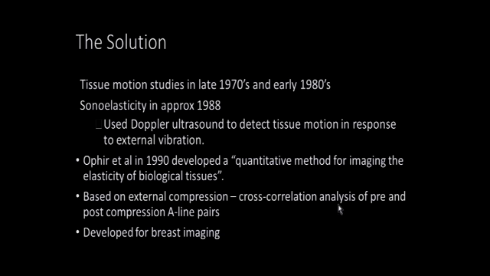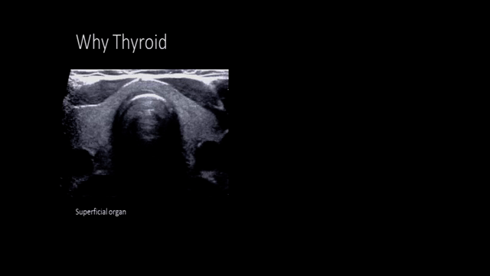So the tissue motion studies were done in the 1970s and early 1980s. The term sonoelasticity was coined in 1988, and it was basically using Doppler ultrasound to detect motion in response to external vibration. Ophir in 1990 developed a quantitative method for imaging elasticity, and that was called elastography. So it was based on external compression. There was cross-correlation analysis of the pre- and post-compression A-line pairs to decide if a lesion underwent deformation or not. So it was mainly developed for breast imaging.